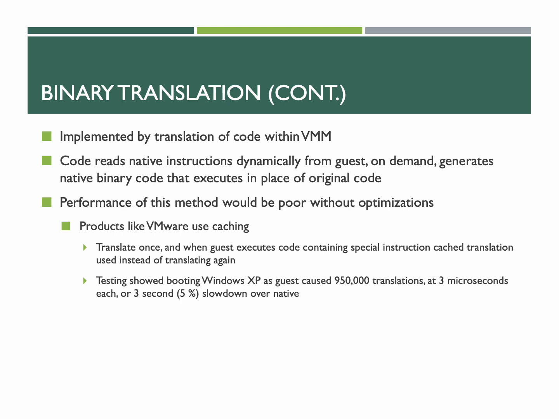To illustrate, consider an example where booting Windows XP as a guest involves approximately 950,000 translations. Each translation might add about 3 microseconds of delay. Despite these additional microseconds per instruction, the overall slowdown is only about 3 seconds, or 5% compared to native execution. This relatively minor slowdown is a testament to the effectiveness of caching and other optimizations in binary translation strategies.